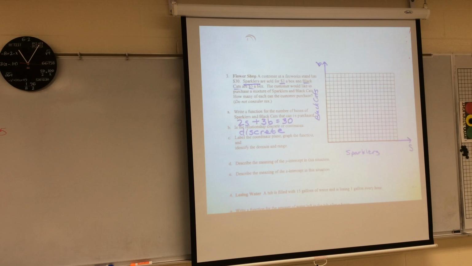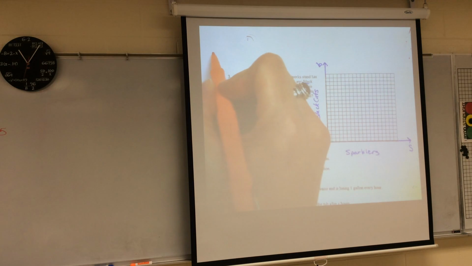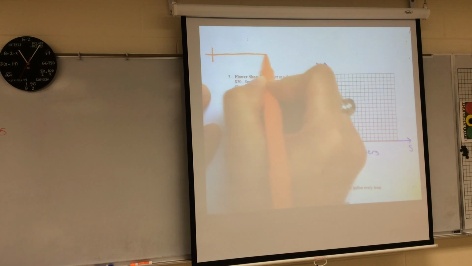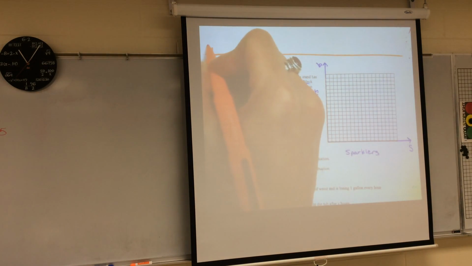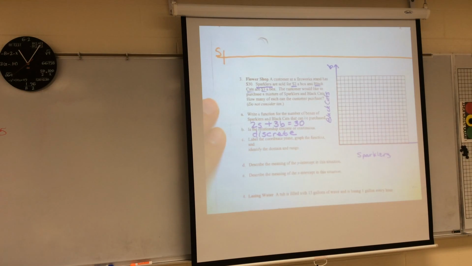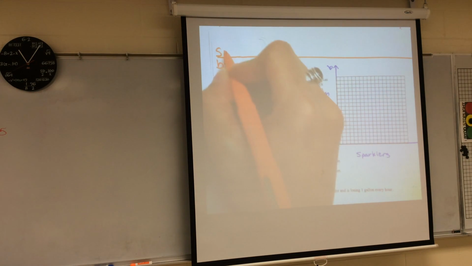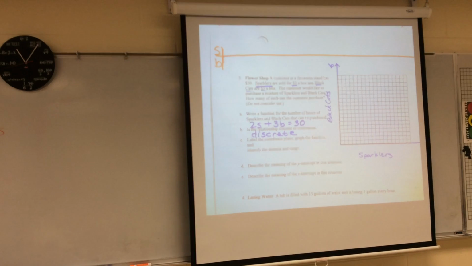Alright, so now, to graph this, what I want to do is create a table, because I know if it's discrete, I'm going to have a list of points, right? So let's start with a table and then plot those points. You ready? I'm going to make a table, so I'm going to have S for sparklers, B for black cats.